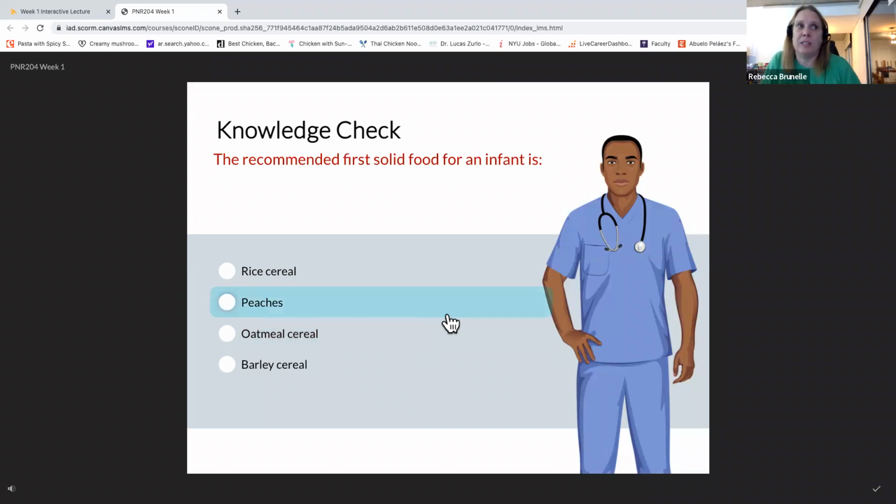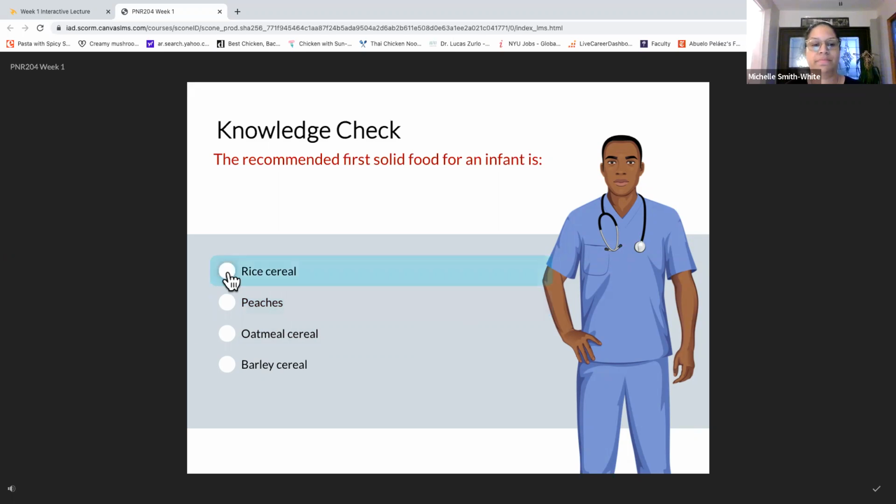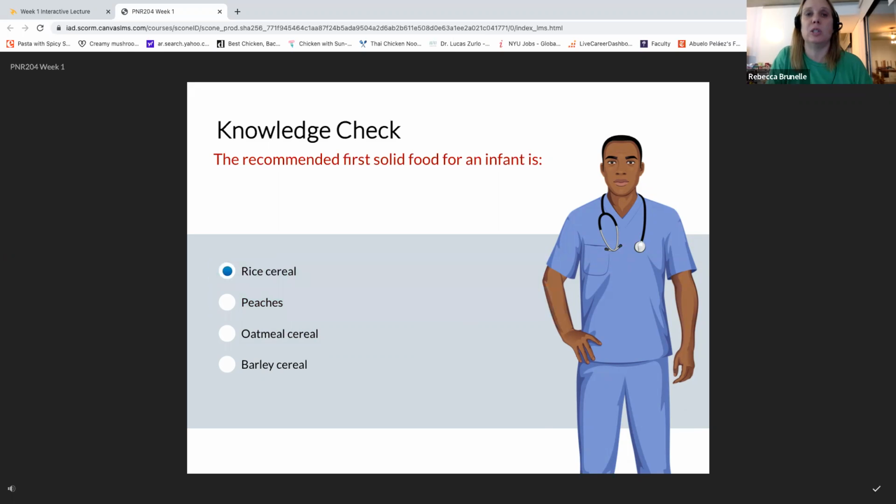All right, we talked about this. The first solid food for an infant, what is it? Rice cereal, peaches, oatmeal, or barley? Rice cereal. I'm so glad you guys were paying attention.